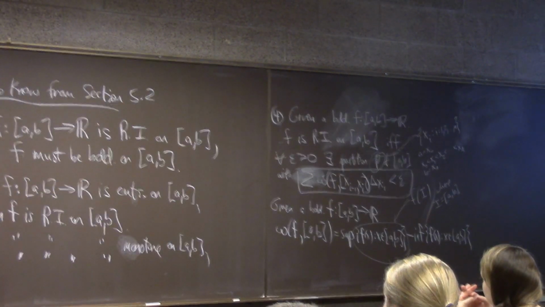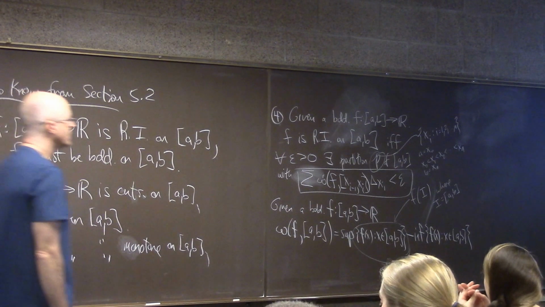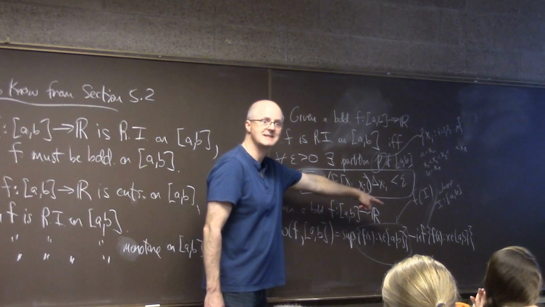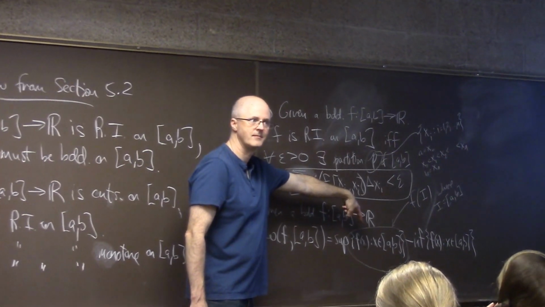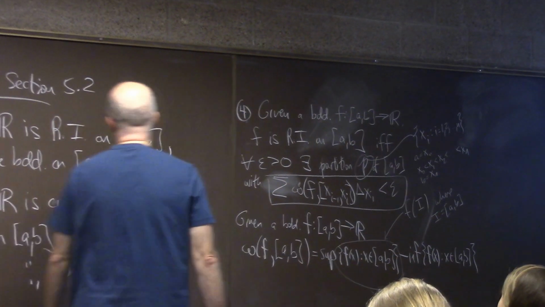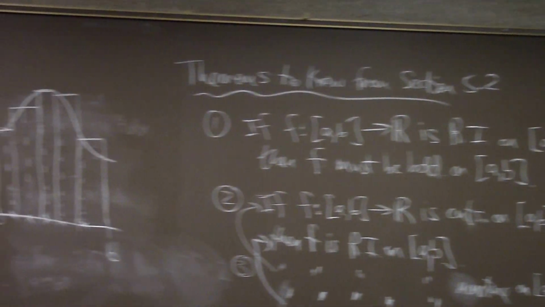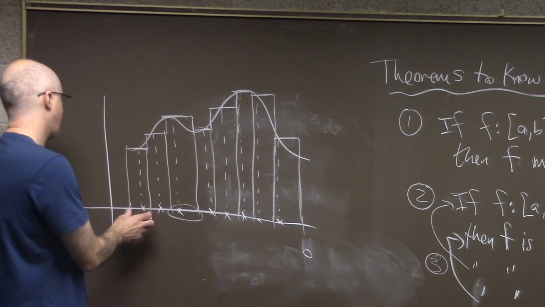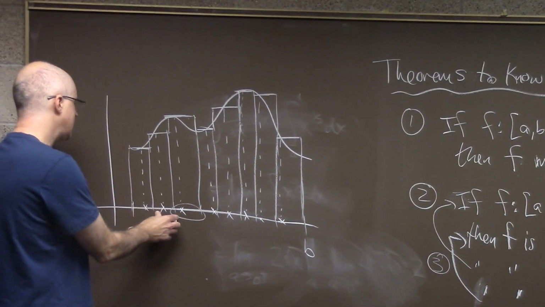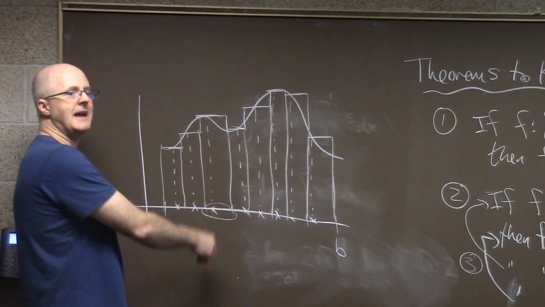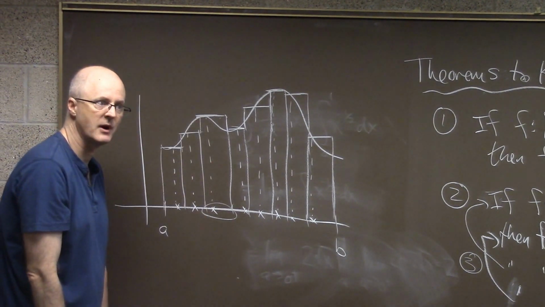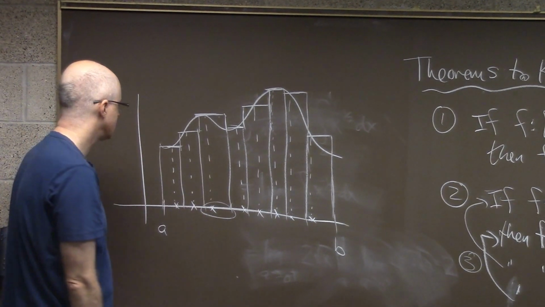Certainly for continuous functions, the sup and the inf are attained. You could use max and min instead of sup and inf. On each of these subintervals for this particular partition, you could find points in each subinterval that give you the max and min outputs for the function on that subinterval.